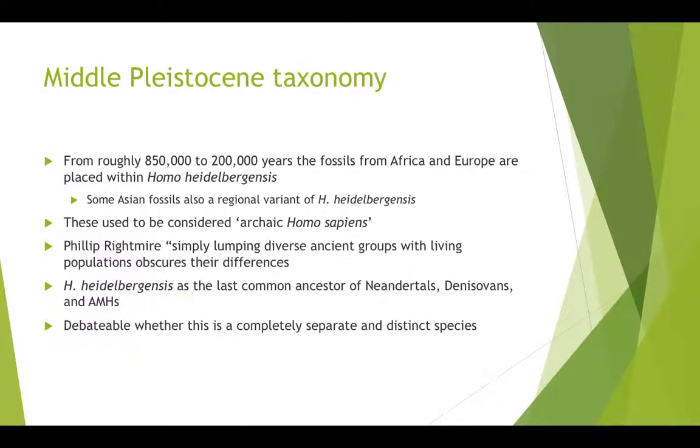From roughly 850,000 to 200,000 years ago, there are fossils from Africa and Europe that are collectively placed within the taxonomic designation Homo heidelbergensis. They are named Homo heidelbergensis because of a particular skull that was found in Heidelberg, Germany, that was thought to typify this kind of pre-modern human. There are some Asian fossils that date to the same period of time that, according to some taxonomic designations, are considered a regional variant of Homo heidelbergensis.